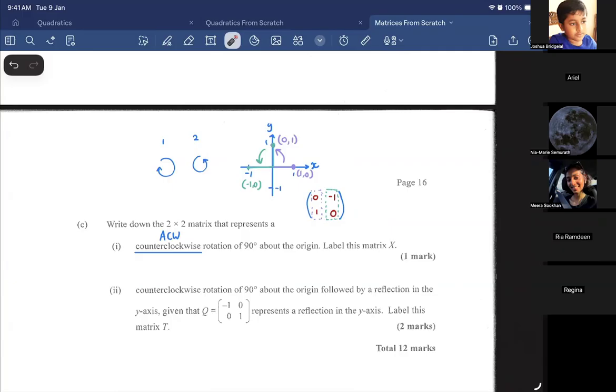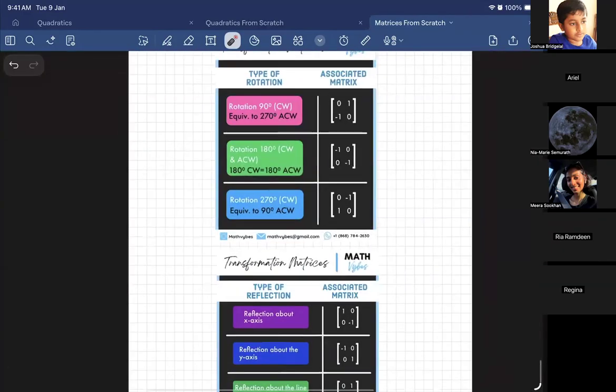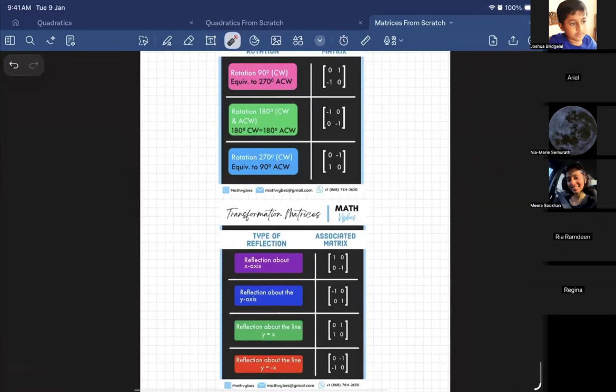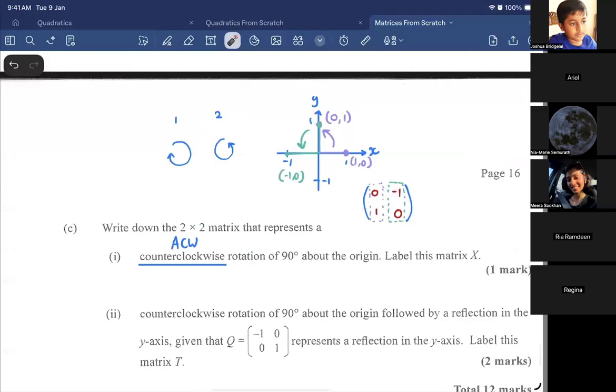Regina. Yes, sir. All right, so Regina, be honest with me, right? You think you're gonna remember all of the 6 in the exam? No, sir. No. So it will be good to have something to fall back on.